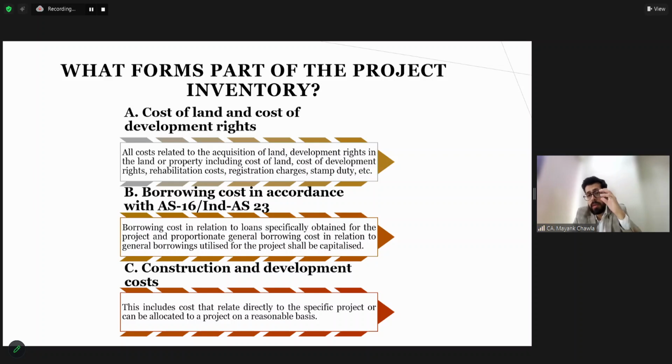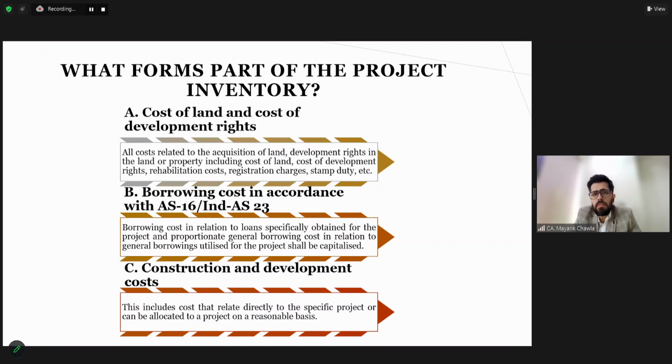These are the only costs which can be capitalized. These include approval costs as well, which may be like EDC charges, IDC charges in some of the cases. Then you have license fees being paid, and you have your steel, cement, all the material which is being used. Then there are electricity, plumbing charges, all that stuff which is part of the core construction.